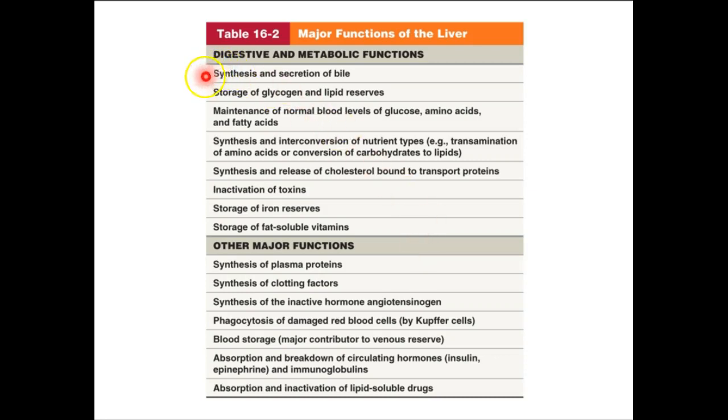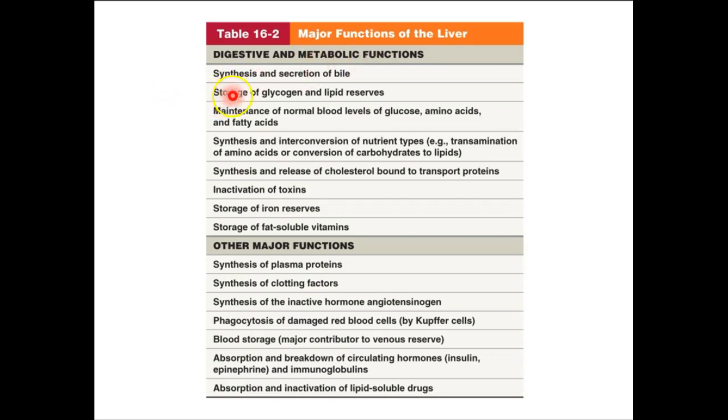It's the one that synthesizes bile. You may have heard that bile comes from the gallbladder. It does. The gallbladder concentrates and stores the bile, but it's synthesized by the liver. The liver is actually making it. The gallbladder is just holding on to it for a bit.